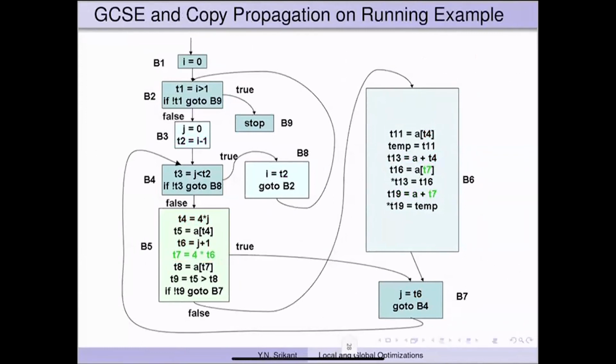So you see, even in this small bubble sort program, there were so many opportunities for common subexpression elimination and copy propagation. The code improves quite a bit. So the original code was this big, now it has become much smaller, and many variables have also been eliminated. Okay, so that is an example of GCSE.